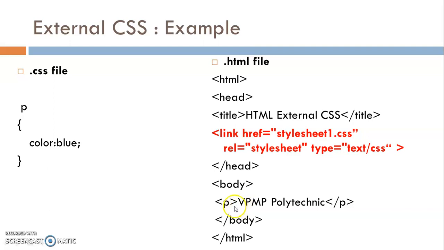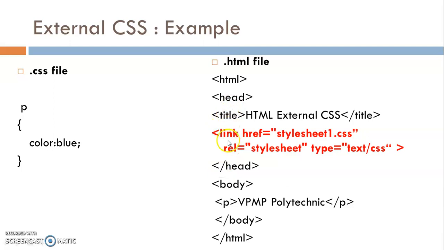So I have to create a CSS for the paragraph tag in the second file, the CSS file. So I write p in brackets, color colon blue. This is the code for our CSS file. After creating this file, I have to link this CSS file with our HTML file with the use of the link element, which is written within the head section.